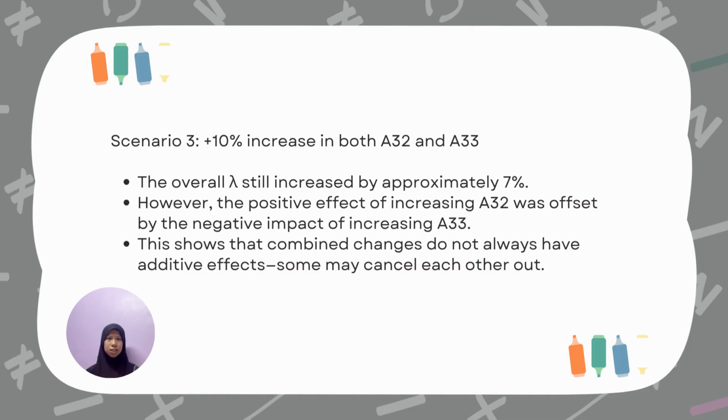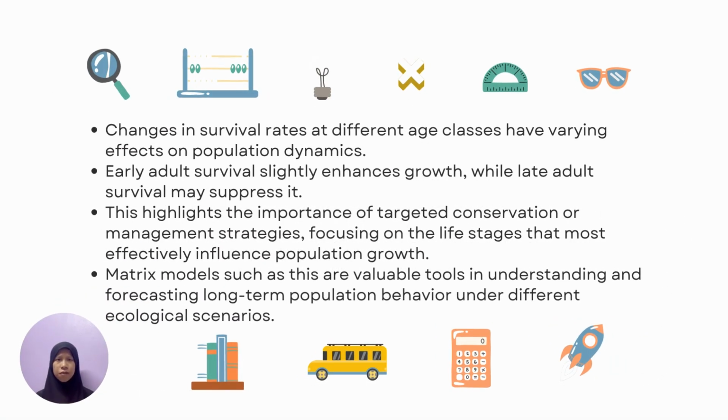The growth rate still changed by approximately 7%, but the positive impact from early adults was mostly cancelled out by the negative effect from late adults. This shows that changes in different age groups can have opposing effects that don't always add up directly. In conclusion, our model shows that different age classes impact population growth differently. Enhancing early adult survival slightly boosts growth, while increasing late adult survival could slow it down. This highlights the importance of focusing on specific life stages in conservation and wildlife management strategies.